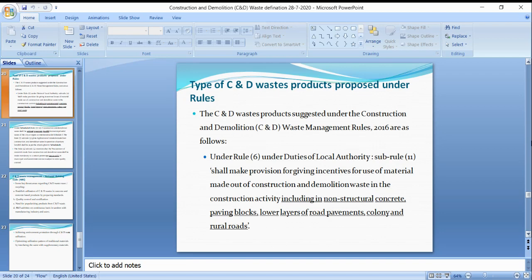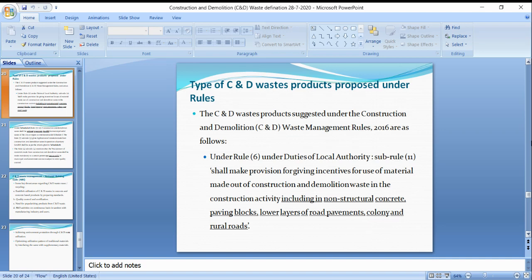So the types of construction and demolition waste products proposed under the rules, which can be reused. The products suggested under the Construction and Demolition Waste Management Rules are as follows. Under Rule 6, duties of local authority, the sub rules shall make provision for giving incentives for use of materials made out of construction and demolition waste in the construction activities, including in non-structural concrete.